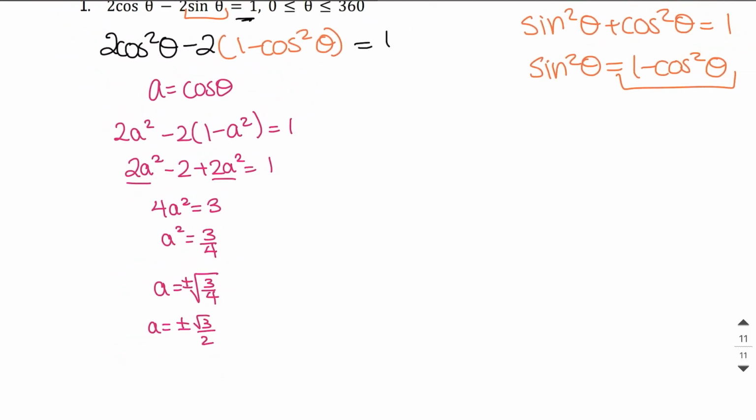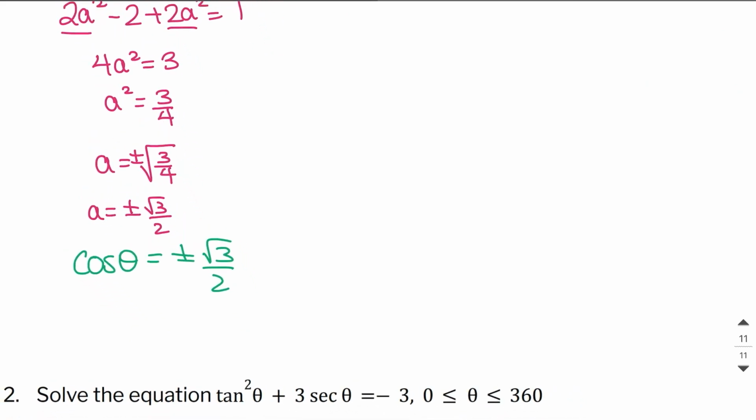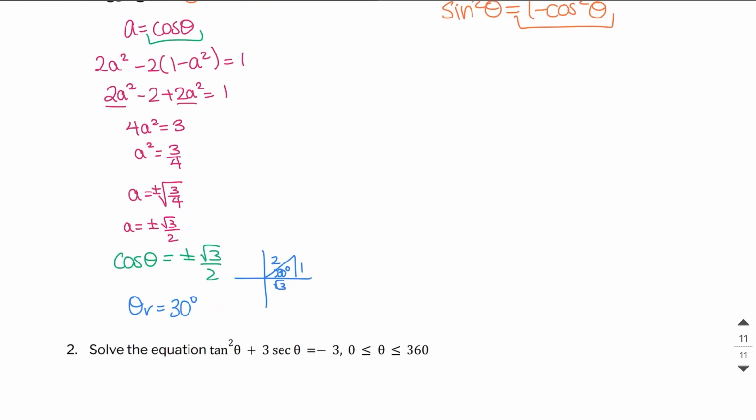Okay, so now that I've done that, we know that a is cosine of theta. So here I can say that the cosine of theta is equal to plus or minus root 3 over 2. This is a special value. So what I'm going to do is find my related acute angle by drawing this out. If I look for where cosine is root 3 over 2, I'll have root 3 here, I'll have 2 here, this is a 1. This works if this angle right here is 30 degrees. So that means that my angle is going to be 30 degrees.